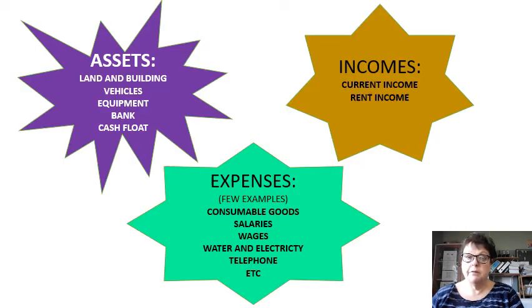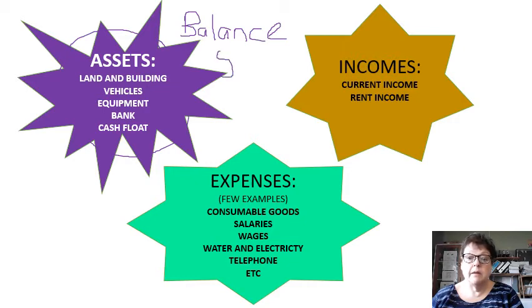A quick refresher course, what are the assets that you know? You know that land and buildings, vehicles, equipment, bank, and cash float are your assets. So those assets, all of them, will be written in your balance sheet account section. So they are all balance sheet accounts together with capital and drawings. I'm trying to write with the mouse, so bear with me. So they are all balance sheet accounts.